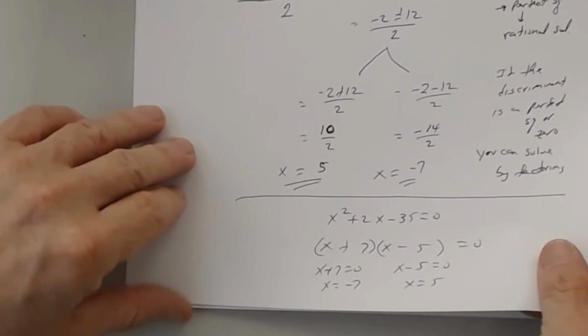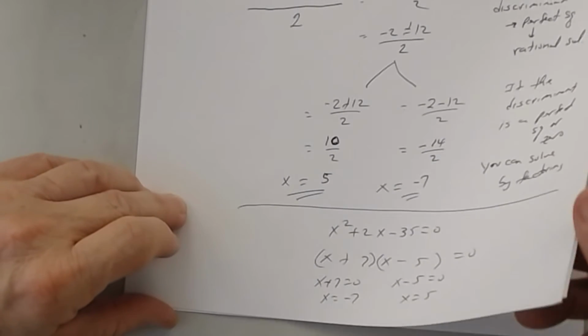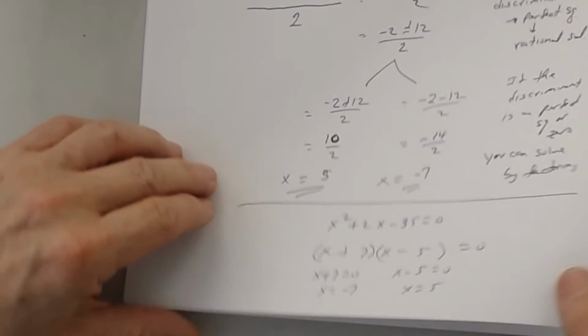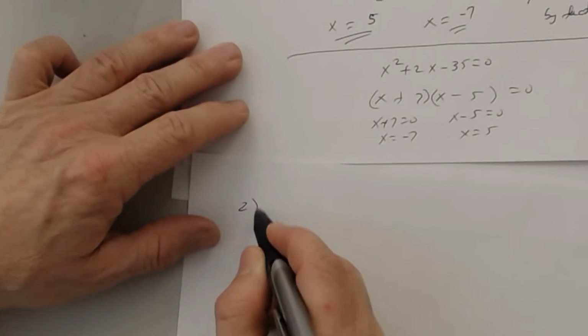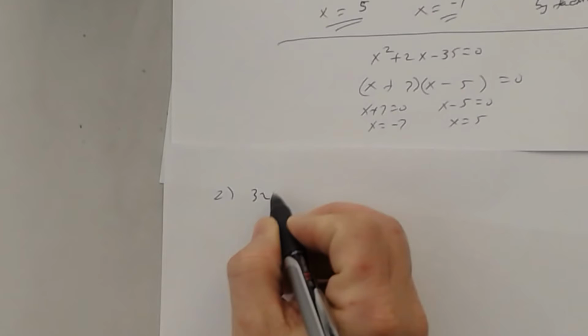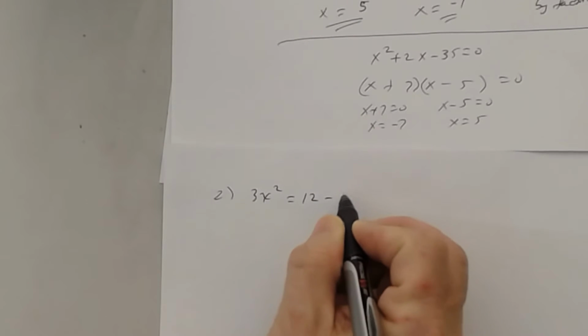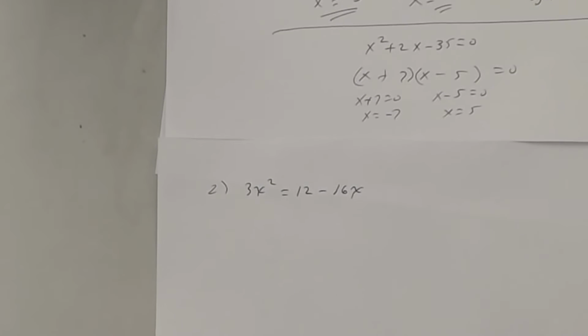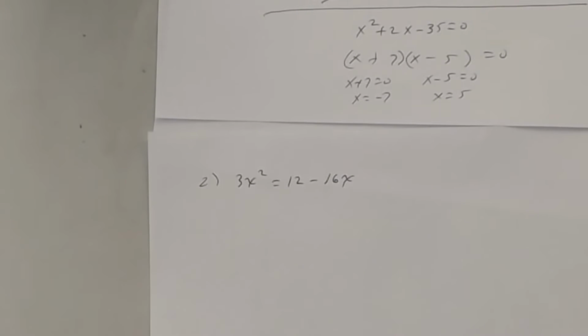All right, let's look at number 2. Okay, number 2, you have this. You have 3x squared equal 12 minus 16x. Okay, so what should you do first? Rewrite it in standard form? Okay, and just make sure it's in descending order.